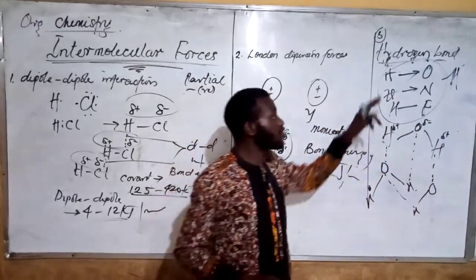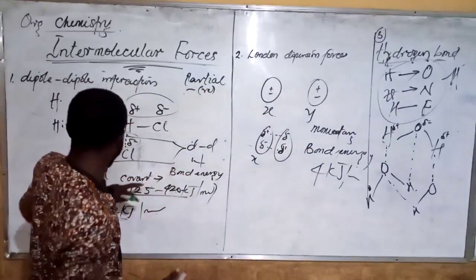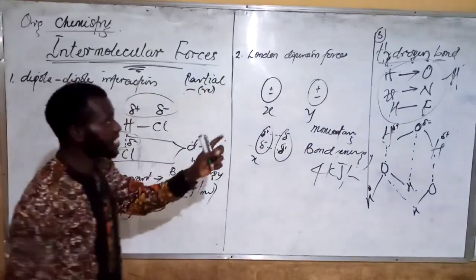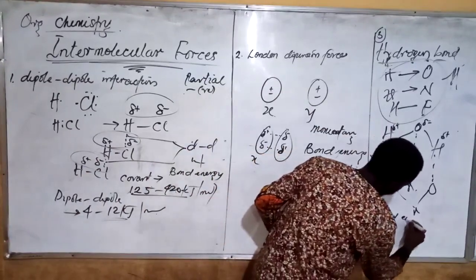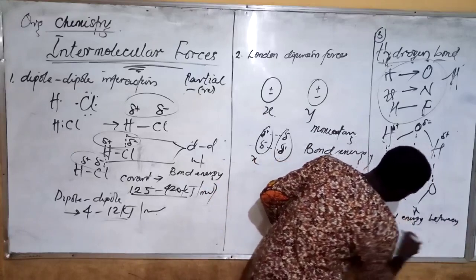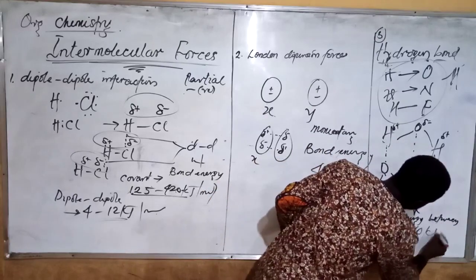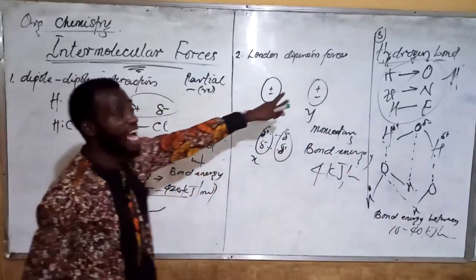And in fact, the hydrogen bond is stronger than the London dispersion force and stronger than the dipole-dipole interaction. The hydrogen bond has a bond energy between 10 to 40 kilojoules per mole. So compared to this, you see it is stronger, and we said this one is weaker.